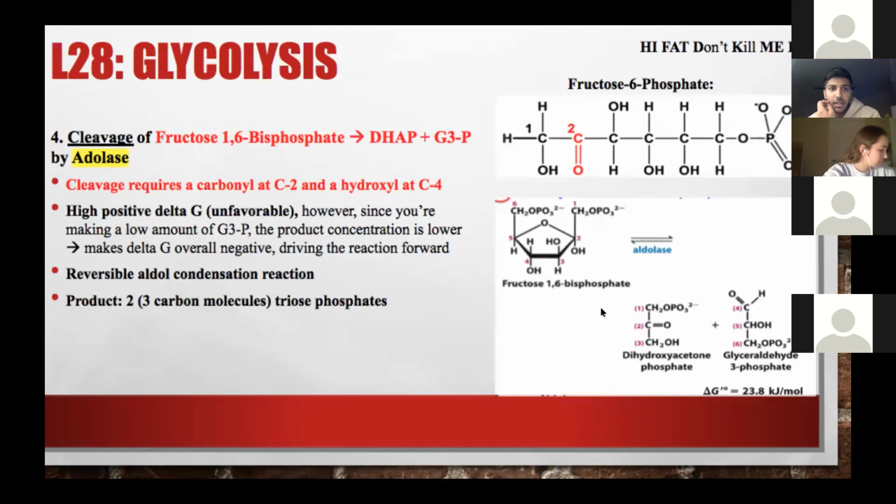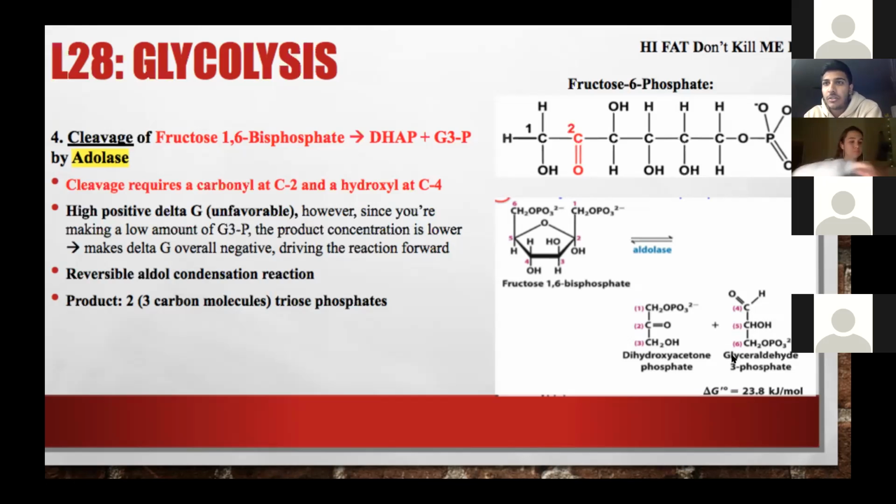And so the cleavage requires a carbonyl at the second carbon and a hydroxyl at the 4th carbon. And so that's basically why we cleave it, in order to break it into these two. And what happens is actually the delta G here is super positive. So you might encounter on your exam, they might ask you why, if the delta G is positive, we even go through the reaction.